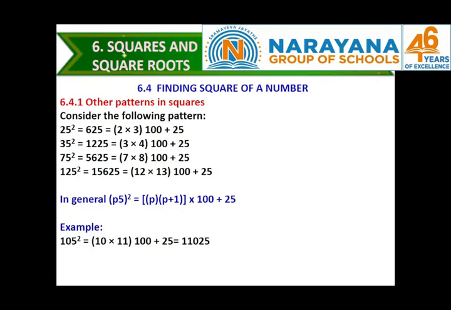So, in general, P5 square. P5 means a 2-digit number that ends with the digit 5. Then the final answer is P into P plus 1, into 100, plus 25. So it's very simple. 105 square means 10 and its consecutive 11. 10 11s are 110, and add 2 more digits, 25, at the end. We'll get perfect squares which end with the digit 5. It is one of the tricks.